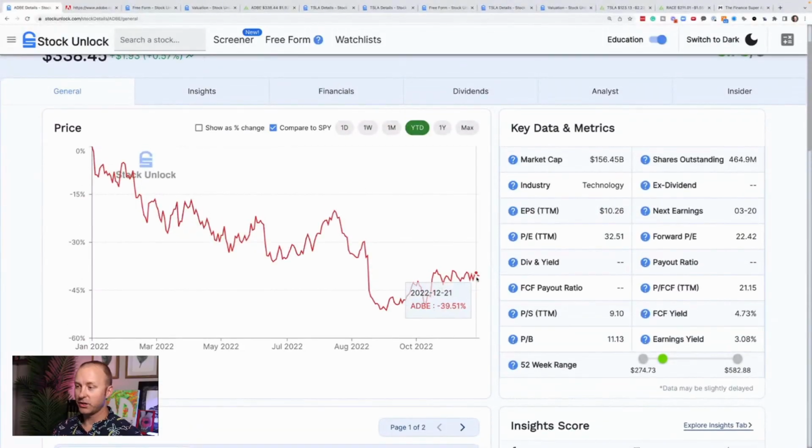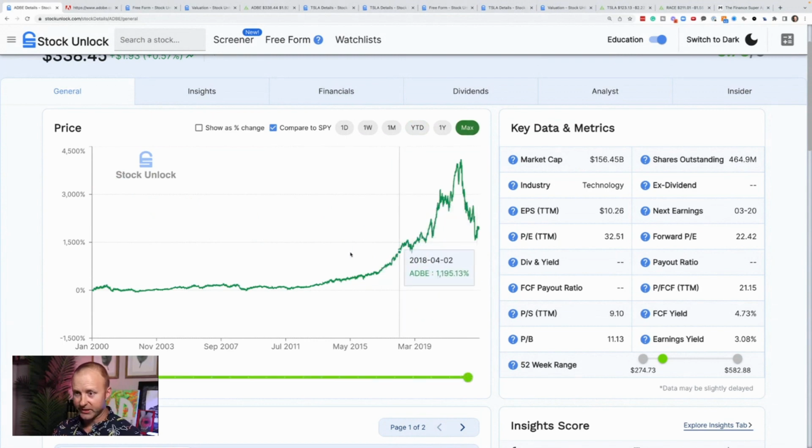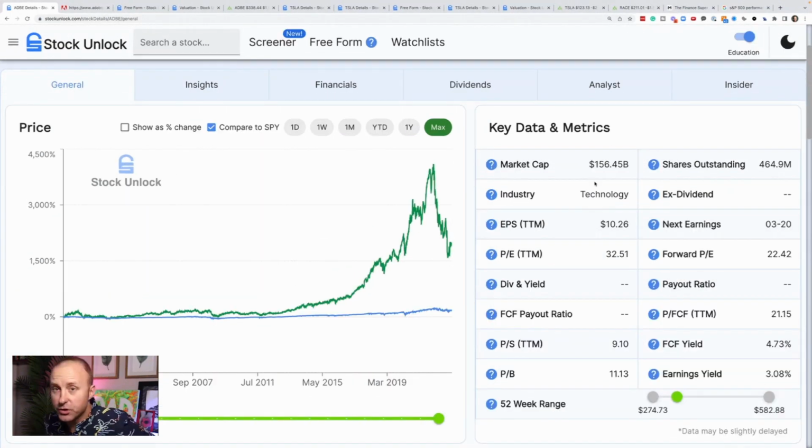All right, first up, let's look at Adobe. It's down 40% year to date, right? But let's zoom out a little bit and let's look. Since 2000, the stock is up almost 2,000%. All right, let's run through some facts about the company.